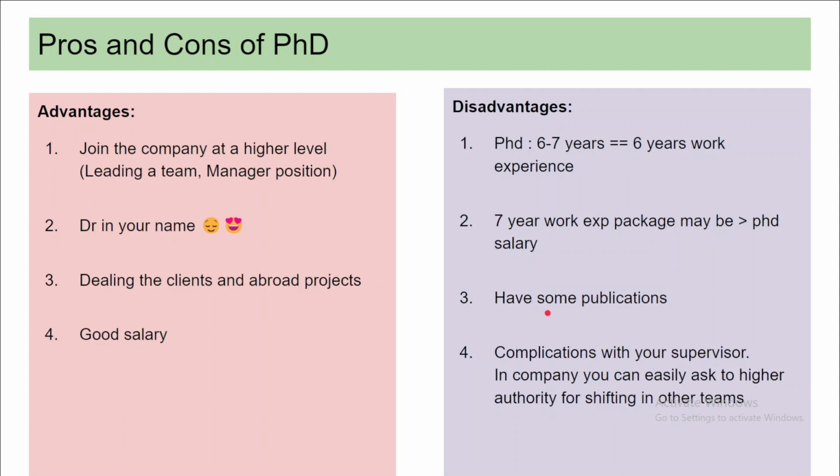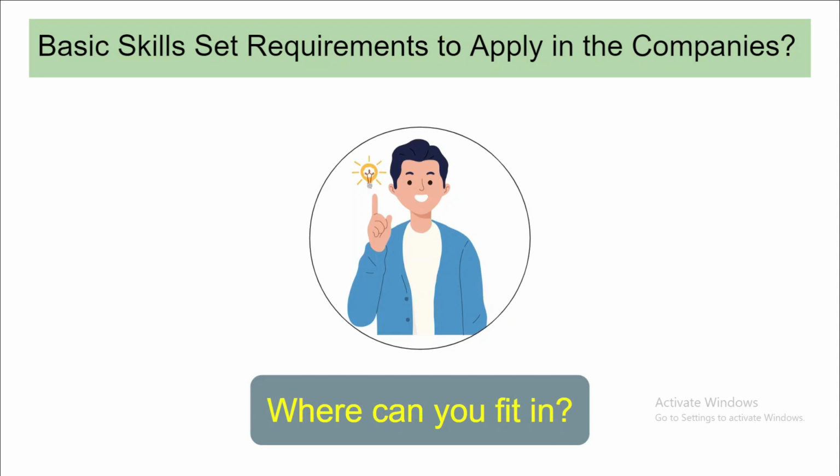The third important point or disadvantage is, if you're doing a PhD, you should have some good publications, because in a company we are going to judge you based on your publications and your research project. So anyone can ask, if I have to apply to any company, what skill set is important to me? Before answering this question, you should ask, where can I fit?